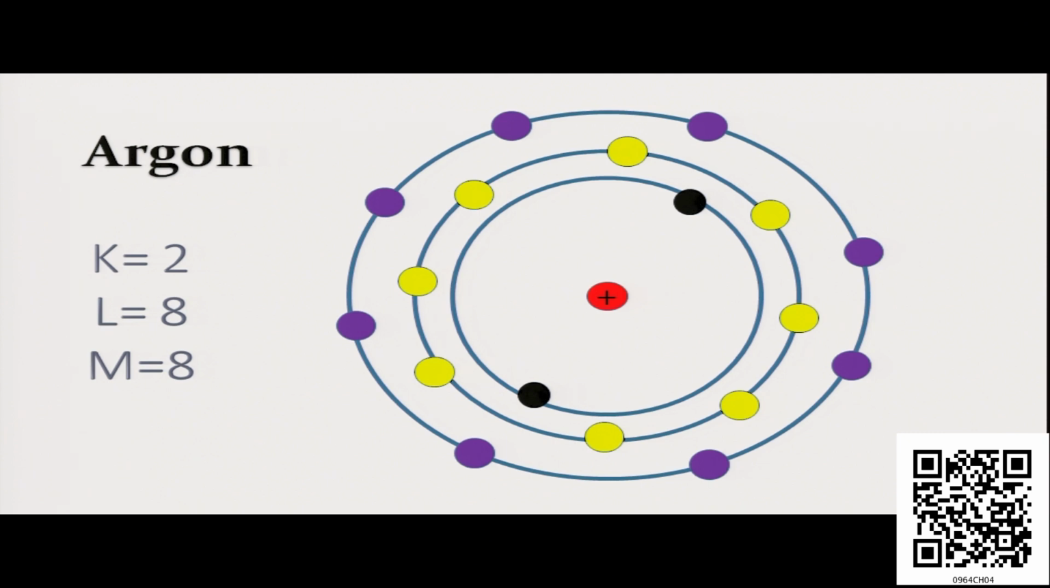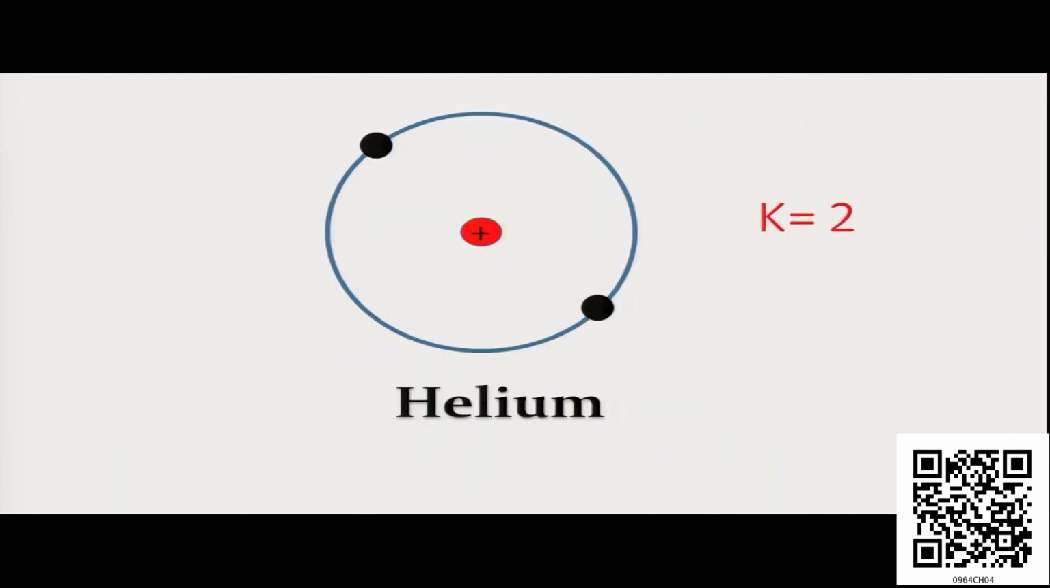But there is an exception also. For example, in case of helium, it contains only 2 electrons. The number of cells is only 1, that is the K cell, and it contains 2 electrons. As you know, the maximum capacity of the K cell is 2. That's why we say helium is completely filled, and it also shows very little chemical reactivity, and we call it a noble gas or inert gas.